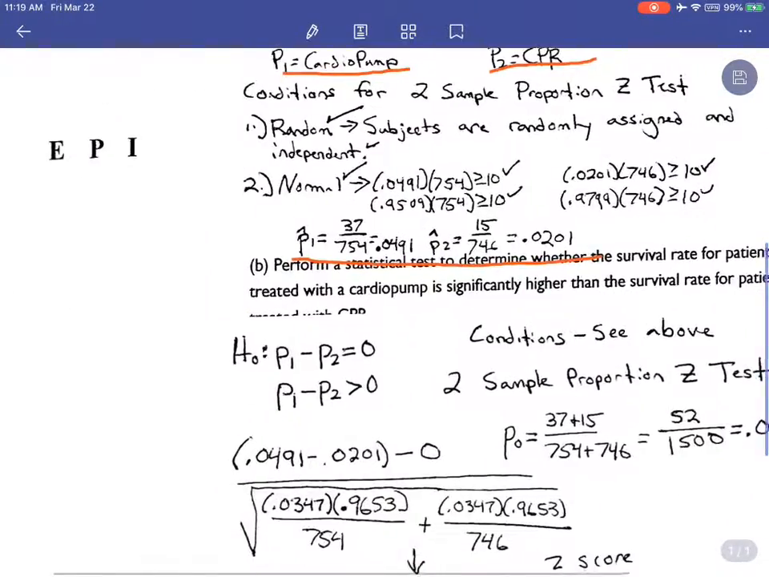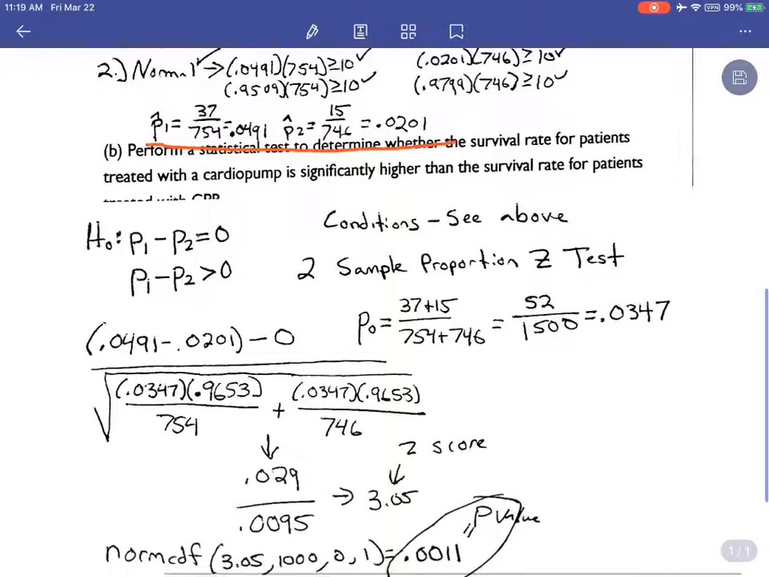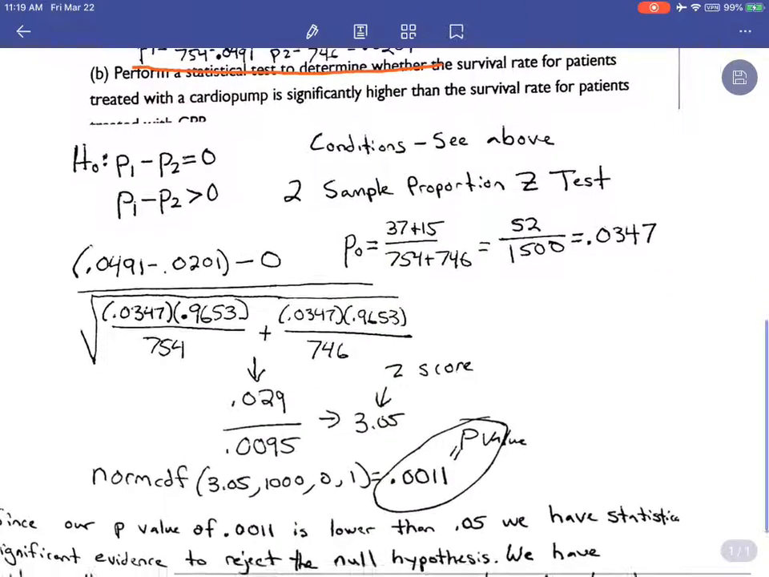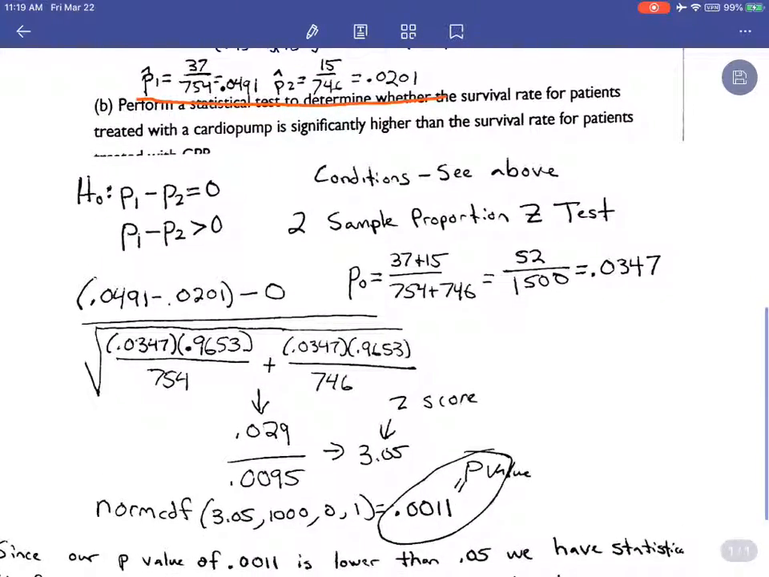All right, let's move down to part B. So it says perform a statistical test to determine whether the survival rate for patients treated with a cardiopump is significantly higher than the survival rate for patients that got CPR. Got cut off there, but it's the CPR group.